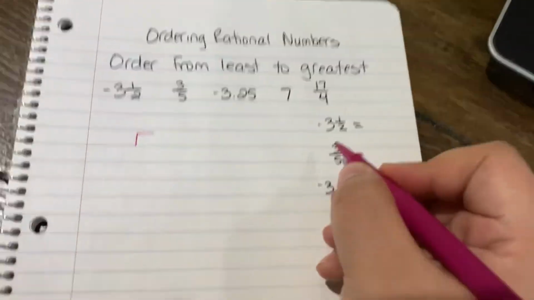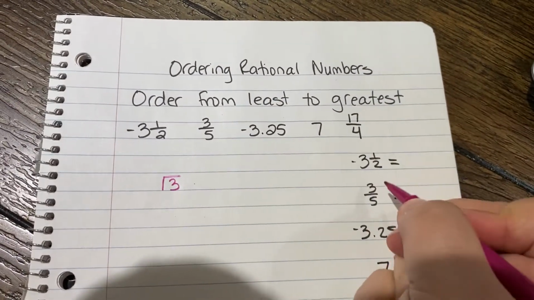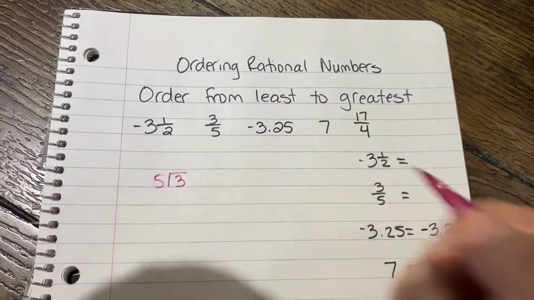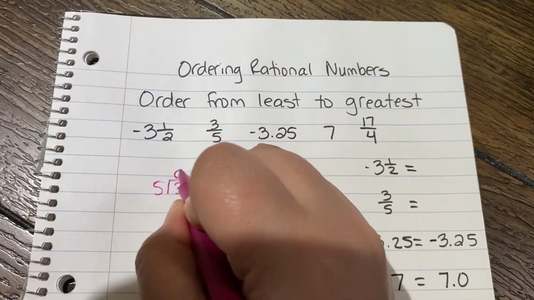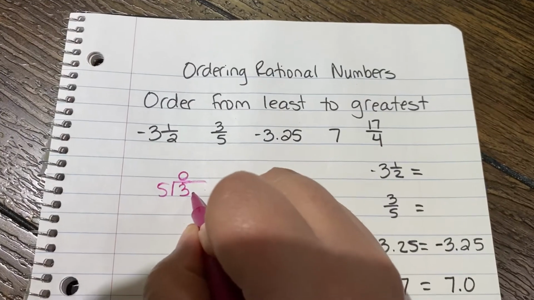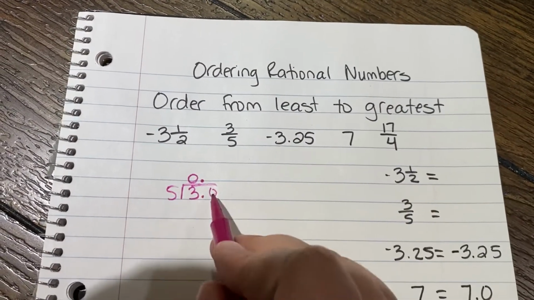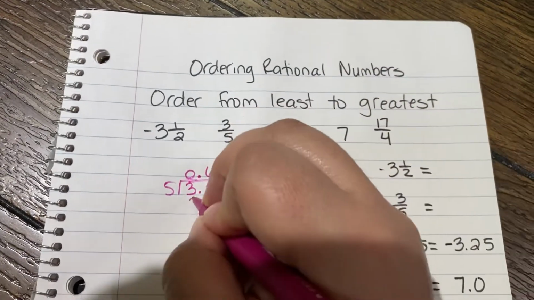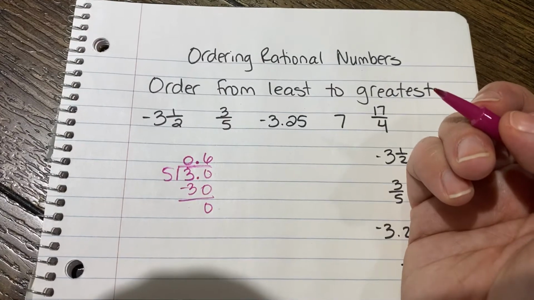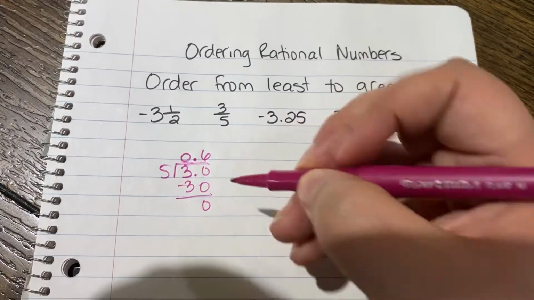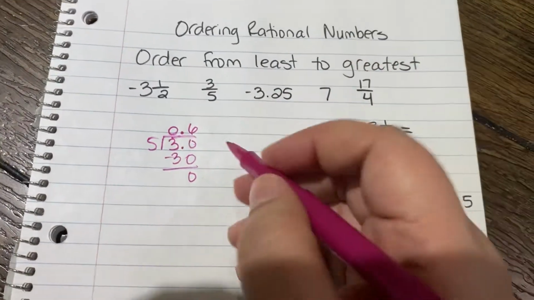So top number 3 goes inside, bottom number 5 goes on the outside. And now we're going to do the division. 5 is bigger than 3, so I'll put a 0 that doesn't go in. Put a decimal and then a 0, and don't forget to drag that decimal up. 5 goes into 30 6 times. Get a remainder of 0, so we're allowed to stop. There's nothing else to bring down, and once you get a remainder of 0, you can stop.